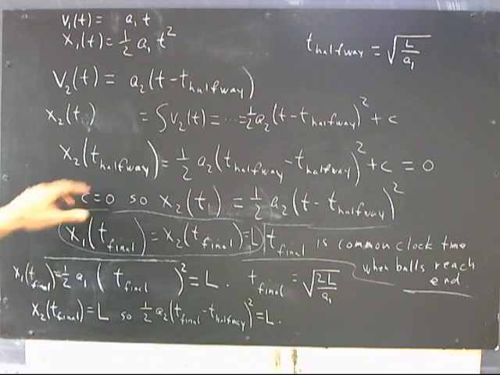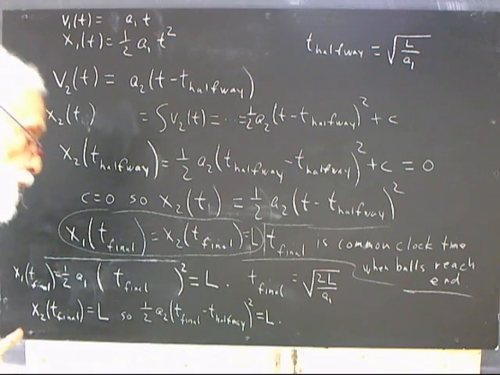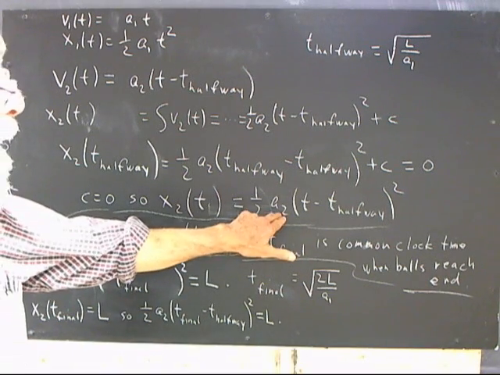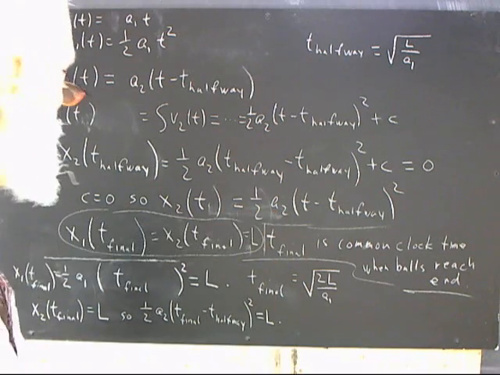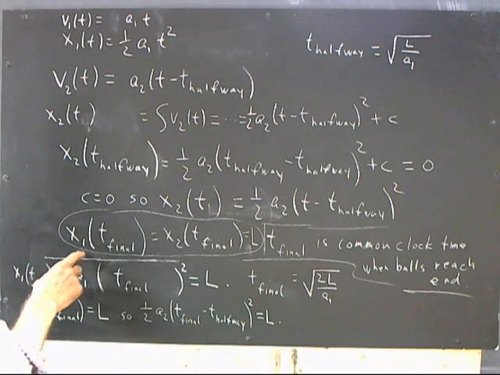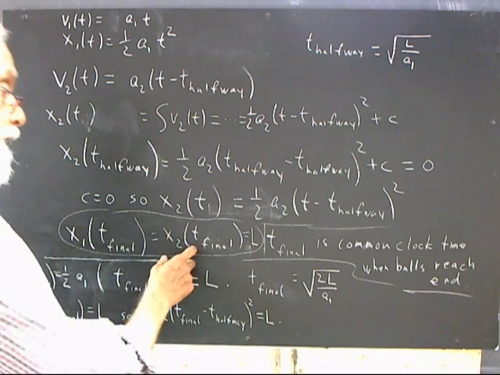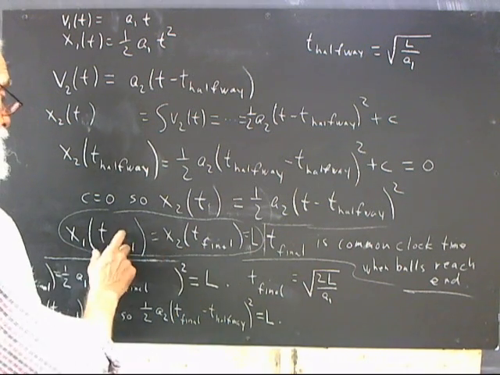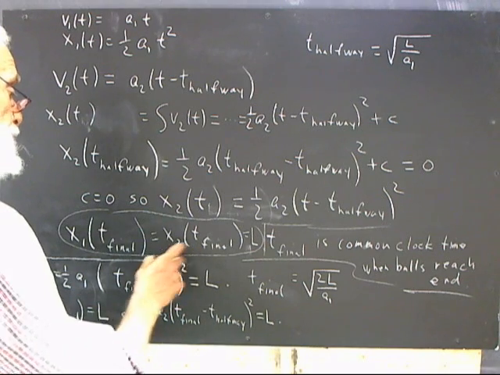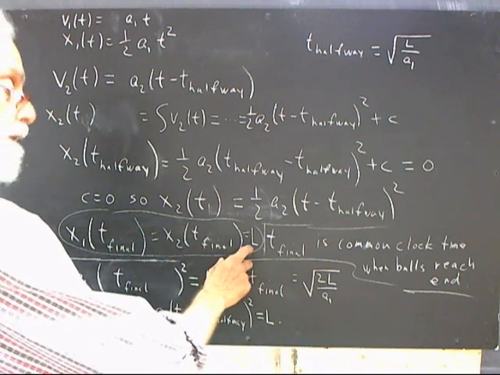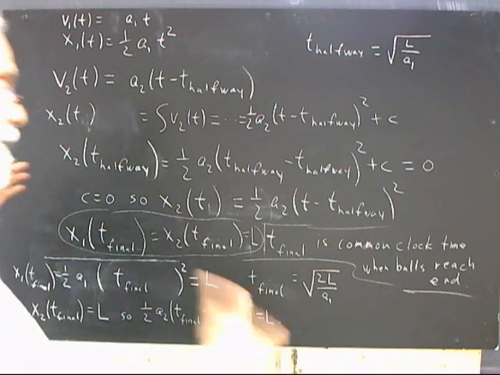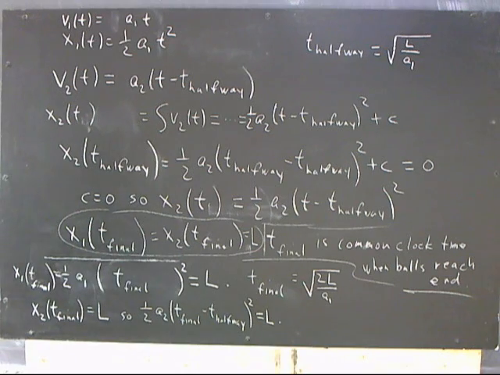Now that we have our x1 and x2 functions, we want to determine the acceleration a2. How do we do that? Well, we take what we know and see if we can put it together and come up with an equation that we can solve for a2. One thing we know is that x1 of t final has to equal x2 of t final, being the time when both of the balls get to the end of the ramp, and that common value of x1 and x2 at that instant will be L, because both balls will have traveled the length of the ramp.